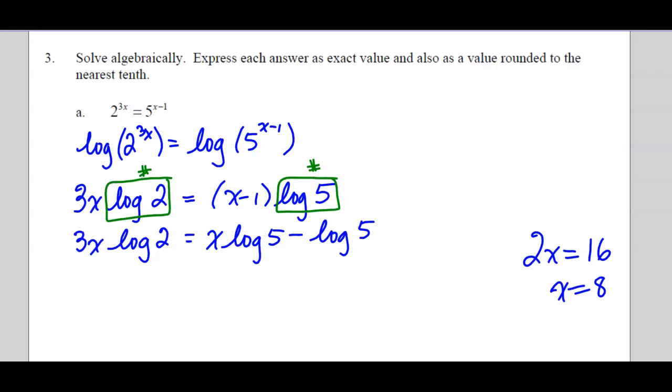You have the decimal form. But this is really just like x minus 1 times some number. That's 3x times some number. Okay? Because it's bigger, we put it after the variable there. You could put 3 log 2 in brackets times x, but that's usually how we show it. Now, I want to get the x terms together.